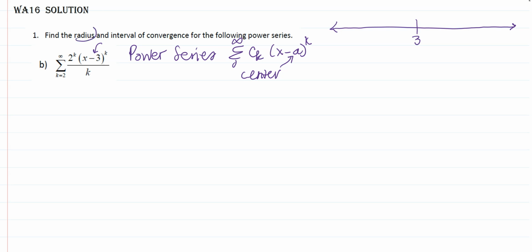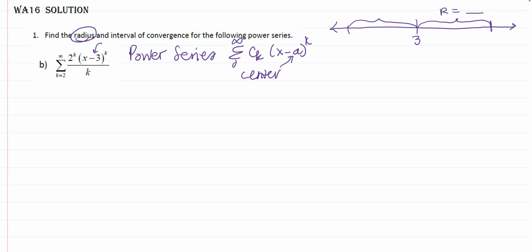When the question is asking for the radius of convergence, they are asking how far away from 3 can we go and this series still is able to converge. So that's the radius of convergence. It equals what? We don't know, right? So that's what we're looking for.